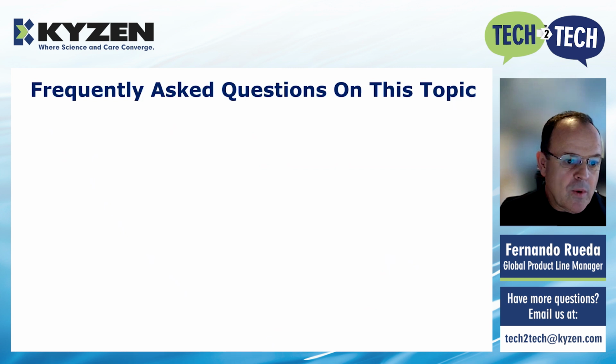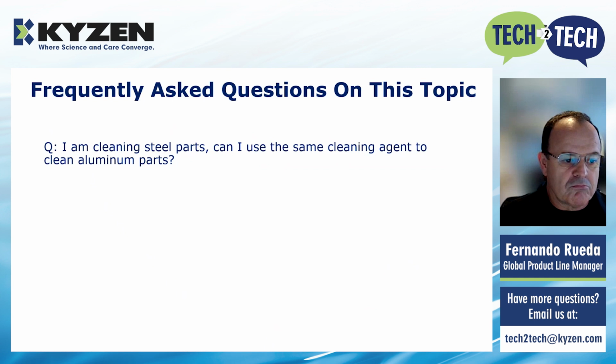And what are some of the frequently asked questions on this topic? So I'm cleaning steel parts. Can I use the same cleaning agent to clean aluminum parts? Well, that will depend. There are cleaning agents that are compatible only with certain metals, but there are certain cleaning agents in the market that are multi-metal safe. So you could use those products when you have multiple metals like aluminum and steel that have different characteristics and tolerance to chemicals.